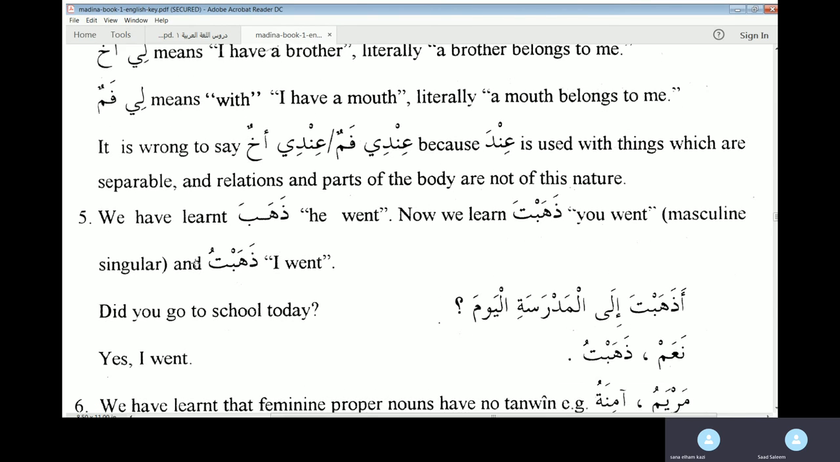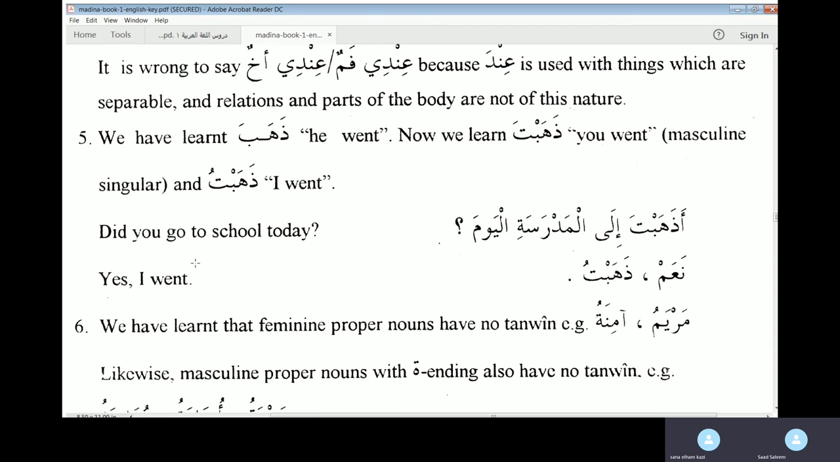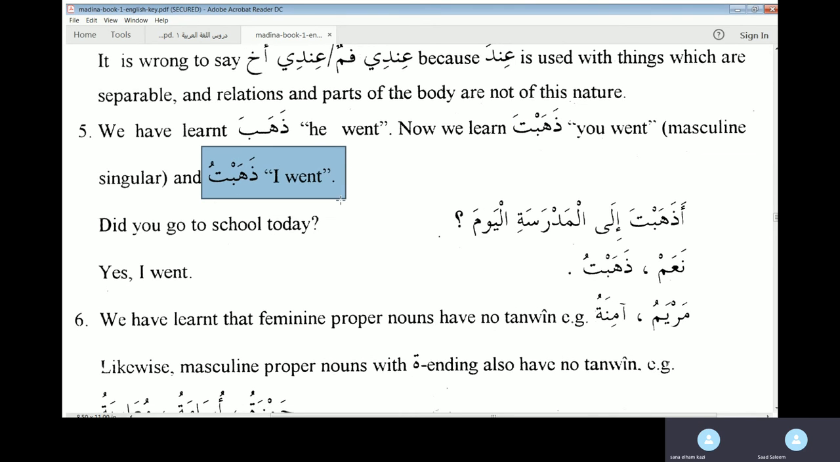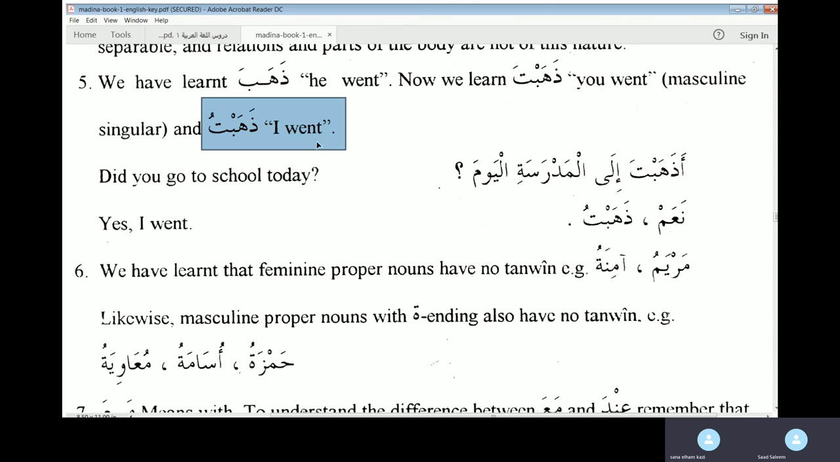Then we have learned that dhahaba means he went. Now we learn dhahabta, you went, which is for masculine singular, and dhahabtu, which is I went. For example, a dhahabta ila al-madrasati al-yawm? Did you go to school today? Na'am, dhahabtu. Yes, I went.